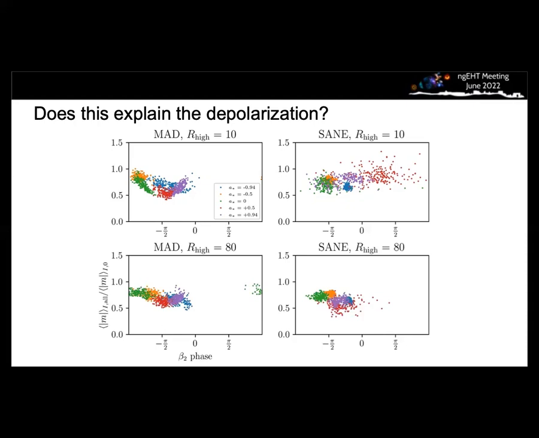And what we see in the R high of 10 nads, where this is a relatively booming signature, is that for prograde spins, which is green, red, and purple, it traces out this U. But for the retrograde spins, it's not so clear. And in particular, for these retrograde high spin models, which I believe are in blue here, right? These are depolarized, but are not sensitive to the beta 2 phase.